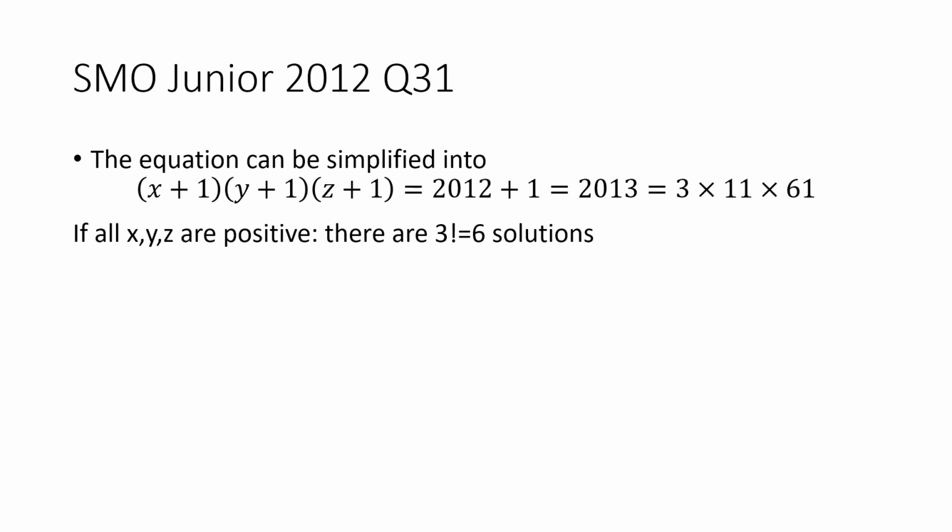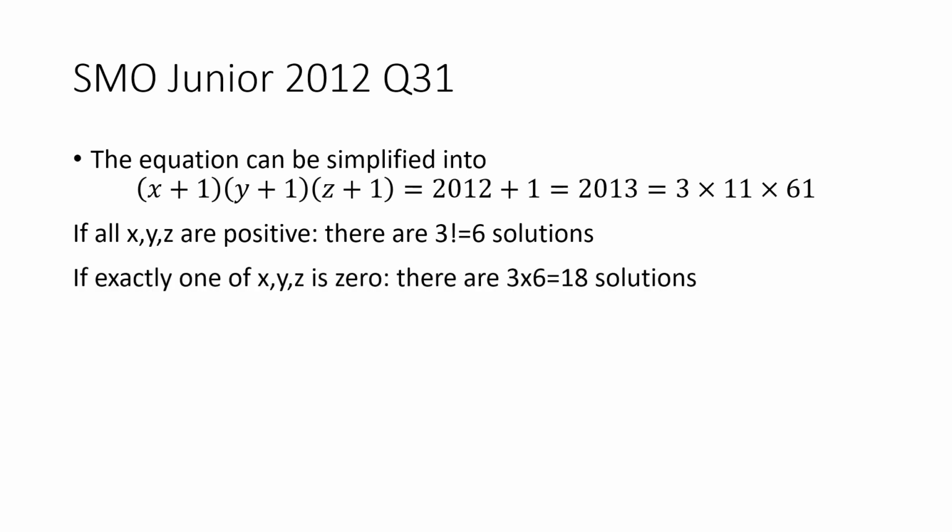First is if all of x, y, and z are positive. If that is the case, none of the terms x plus 1, y plus 1, or z plus 1 will be equal to 1. And thus, these 3 terms will be equal to 3, 11, or 61 respectively in any order. So there will be 3 factorial solutions.